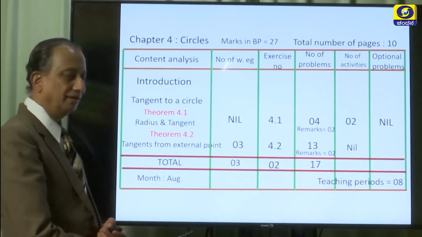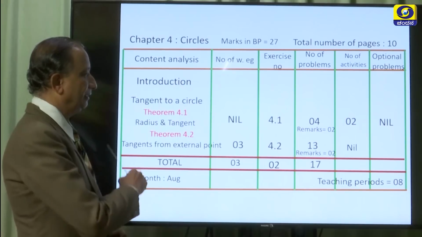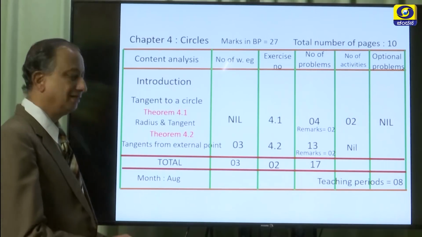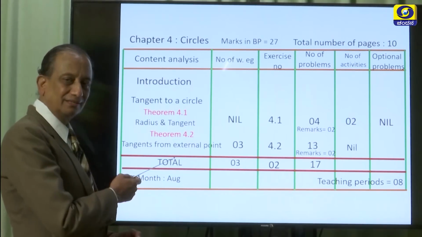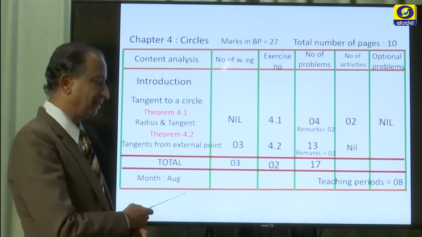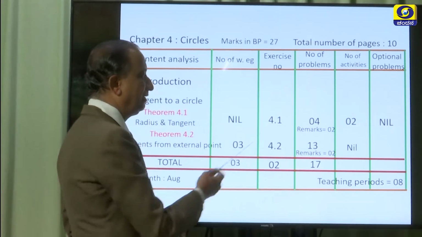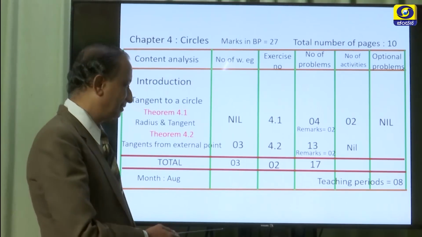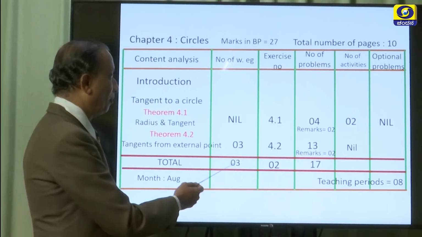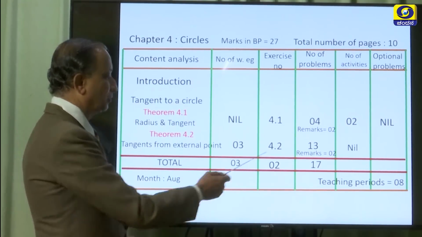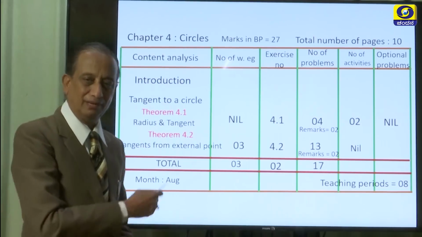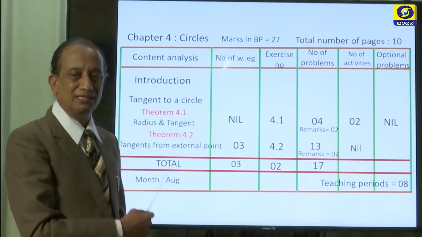Children, you can observe in this tabular column the entire statistics of this chapter number 4, circles. As you can see here, there are only two important theorems on tangents to a circle, for which there are 17 problems in our exercise, and there are two exercises with three worked examples. So altogether you have about 20 problems on these two theorems. Now, let us try to understand these two theorems.